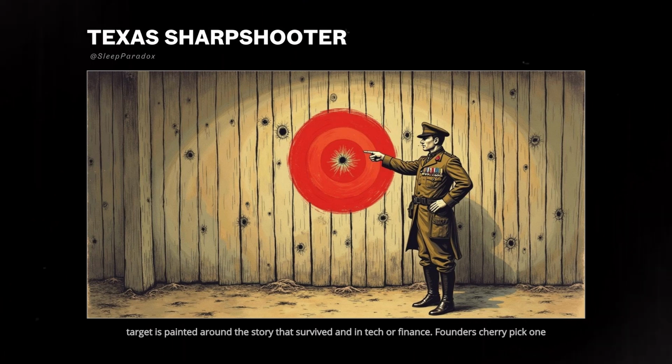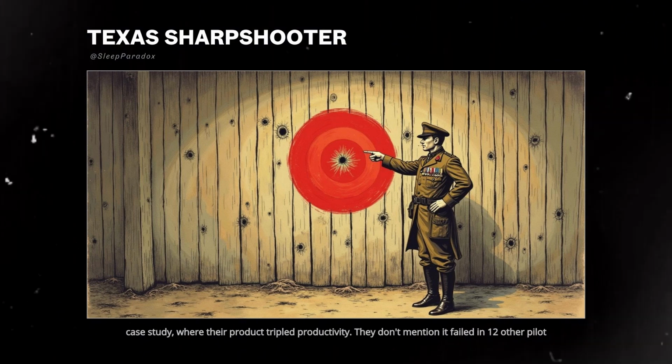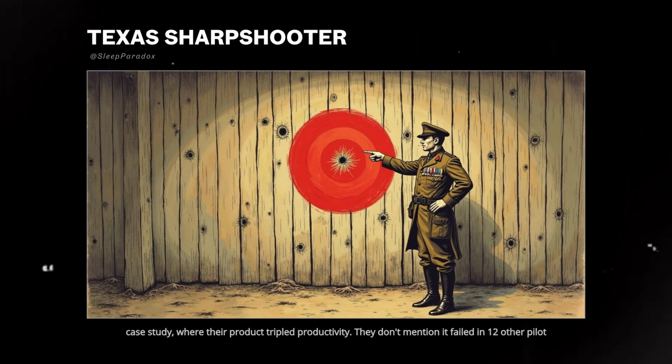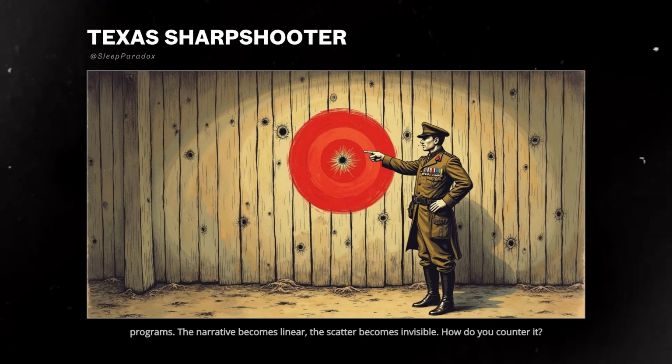The target is painted around the story that survived, and in tech or finance, founders cherry-pick one case study where their product tripled productivity. They don't mention it failed in 12 other pilot programs. The narrative becomes linear. The scatter becomes invisible.